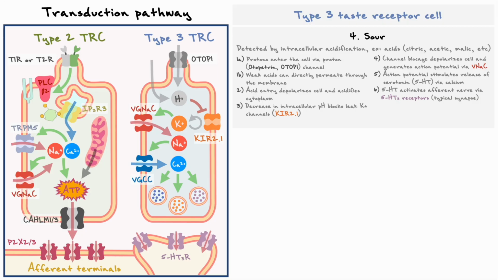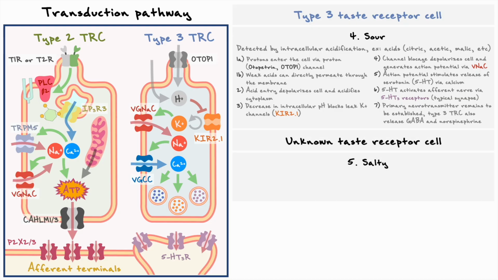One thing about this process is that the main neurotransmitter of type 3 taste receptor cells has not been established yet. Along with serotonin, type 3 taste receptor cells also release GABA and norepinephrine. Anyhow, this should get us a pretty good idea on how the sour taste is transduced.